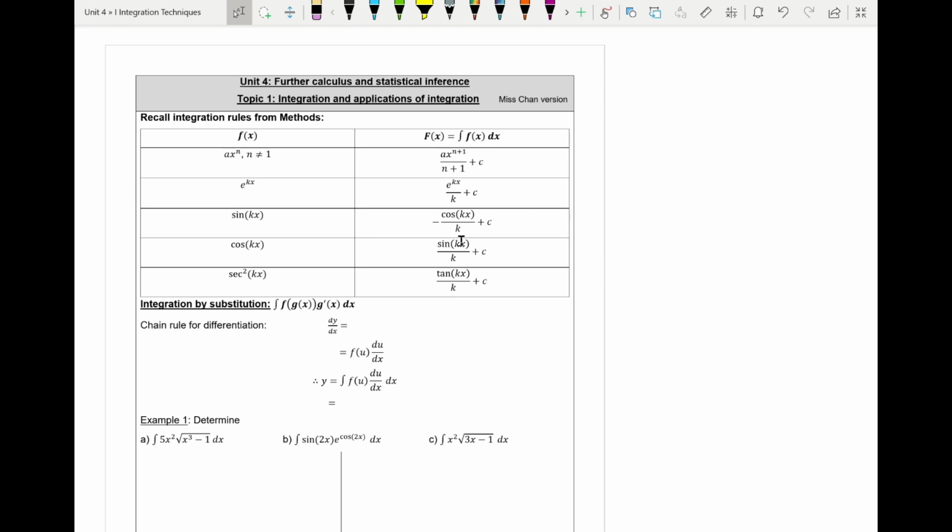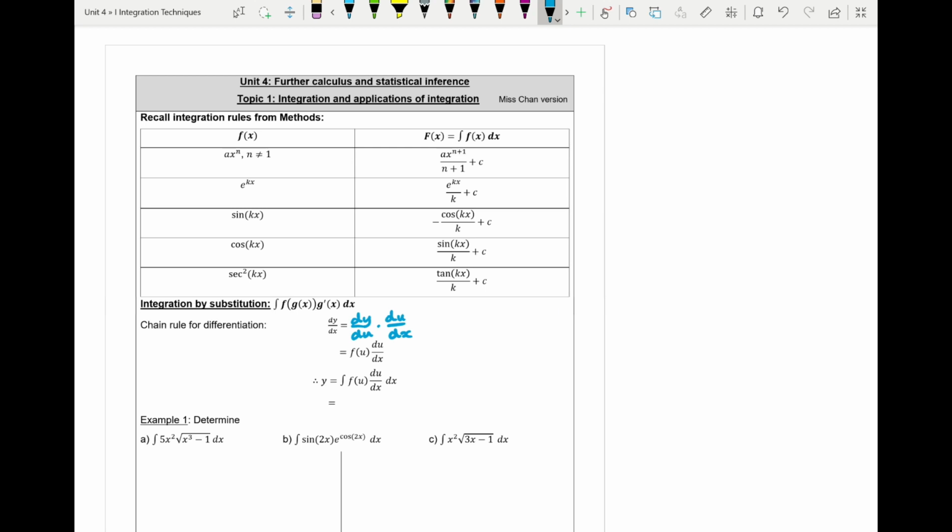So looking at the chain rule for differentiation, we can write dy dx in terms of dy du and du dx. So dy dx is equal to dy du times du dx. So if we call dy du a function of u, we can see that a differentiation can always be represented as f of u times some derivative of u with respect to x.